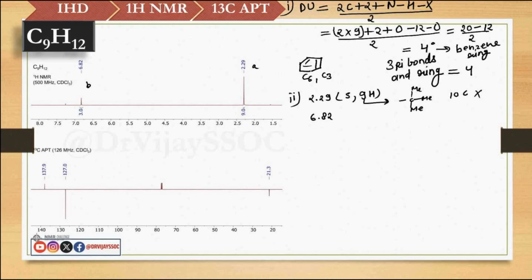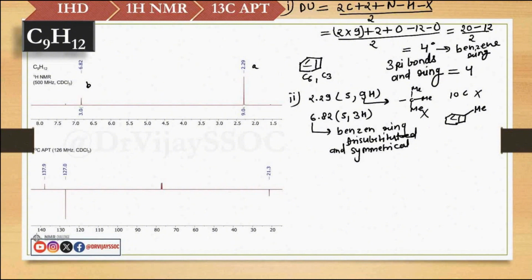And this value around 2.29 also indicates that the methyl is directly attached to the benzene ring. Therefore, it cannot have such a tertiary butyl group. Now, the 6.82 ppm signal is also a singlet and corresponds to 3 hydrogens. This gives us the information that the benzene ring is tri-substituted and symmetrical. So it means that there are 3 equivalent methyl groups. So we have to put these 3 methyl groups on the benzene ring. If you have 3 methyl groups, how many hydrogens are there? 9 hydrogens from the methyl plus 3 hydrogens from the benzene, so total 12.